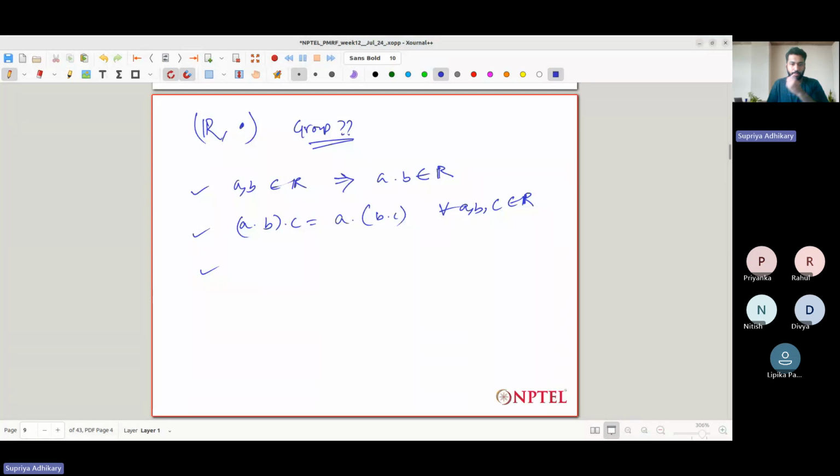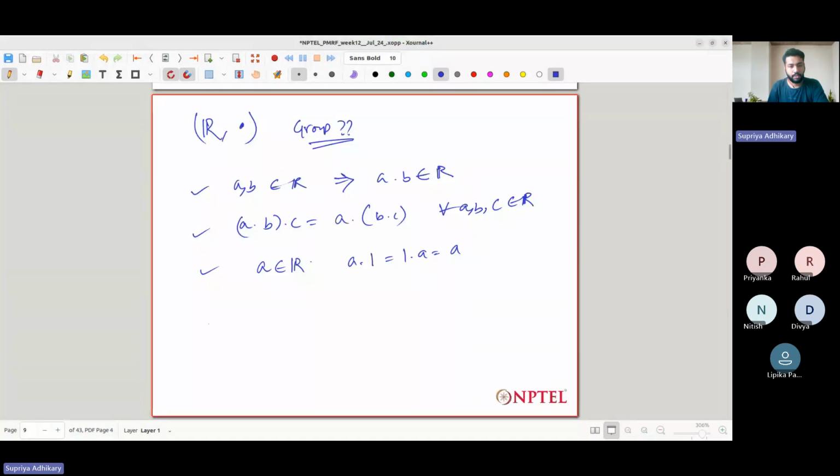Third one is the identity property. The identity property says that there must exist an E such that for all A, A times E equals E times A equals A, and definitely there exists such an element, and that element is nothing but 1. So if you consider any element A in R, then this is actually true.